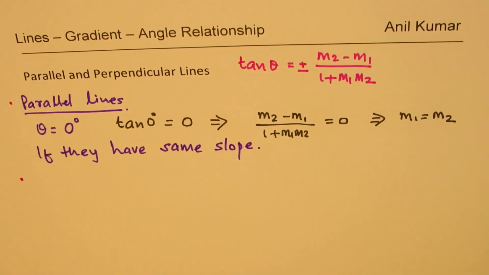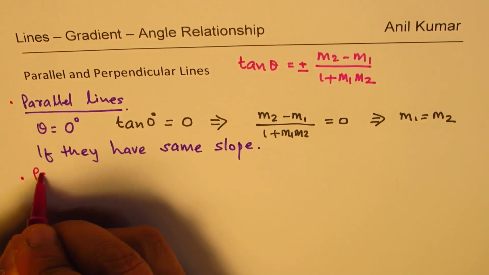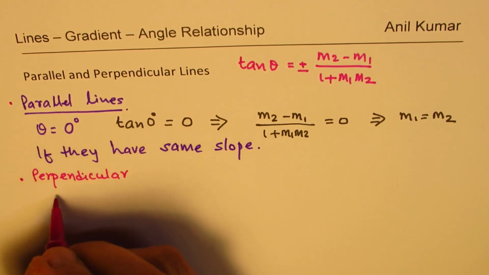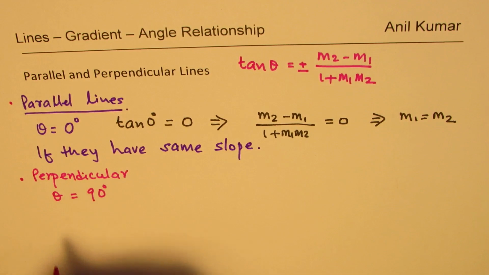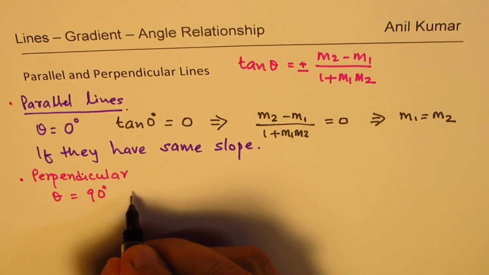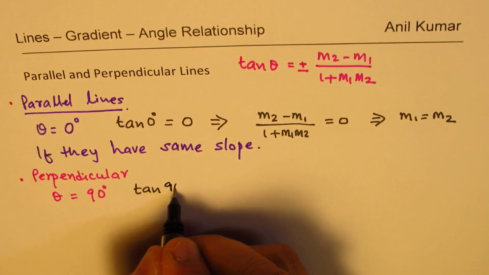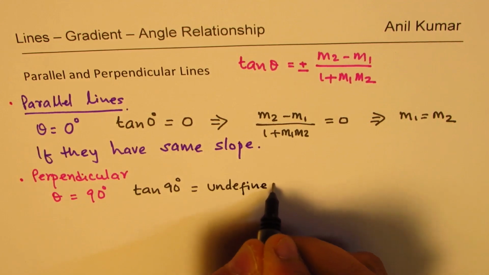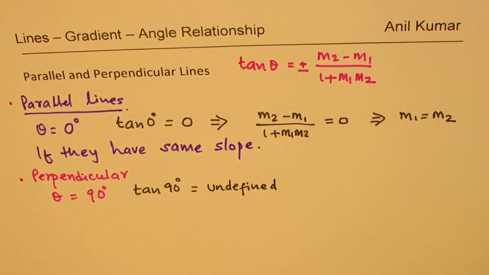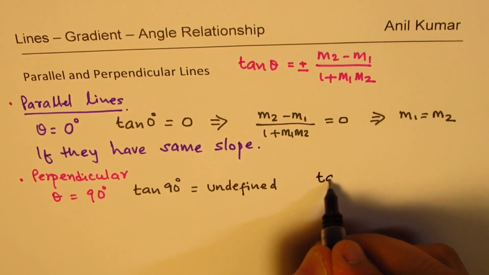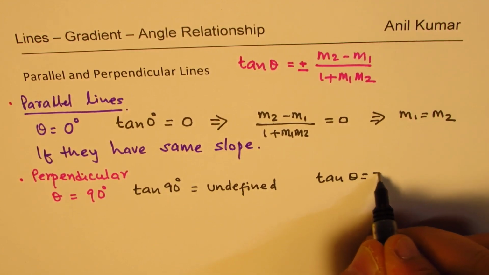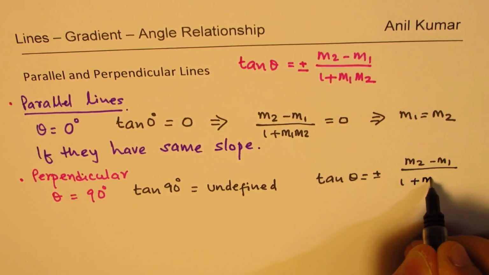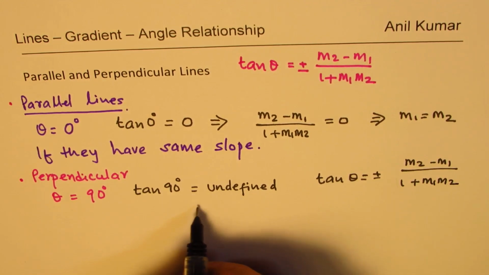In the second case, let's consider the perpendicular lines. Now when are they perpendicular? Perpendicular means theta equals 90 degrees, right? So the angle between them is 90 degrees. So in that case, what is tan of 90 degrees equal to? Well, that is undefined, right? So undefined means what? Well, we know that tan theta is basically equal to plus or minus (m2 minus m1) over (1 plus m1 m2). So undefined means what?